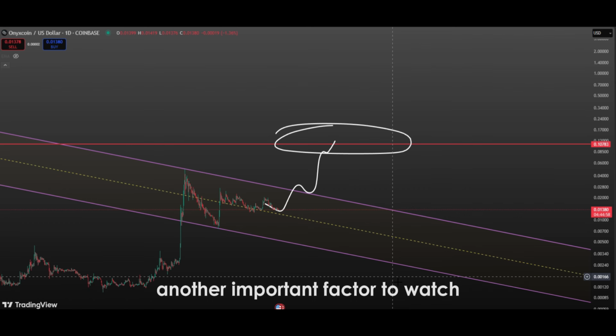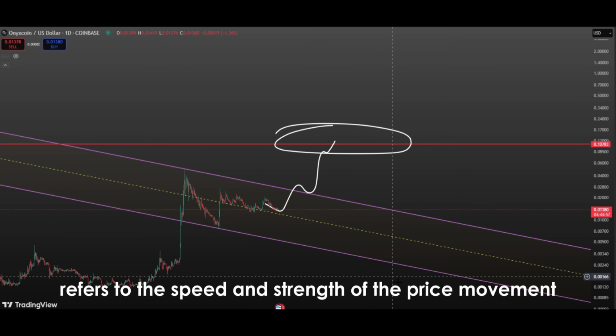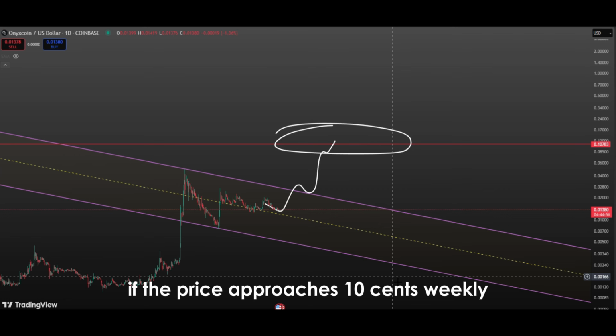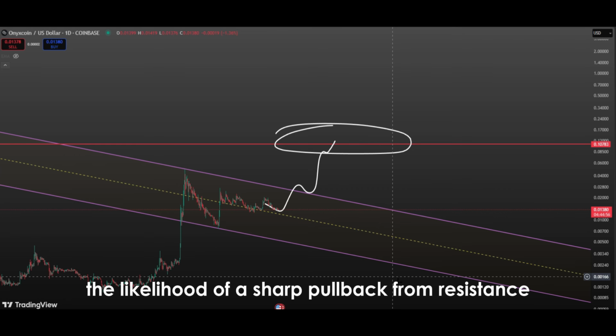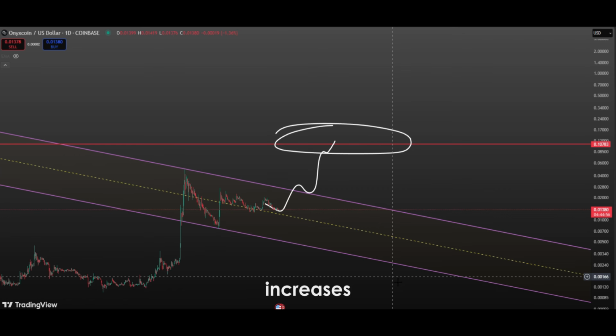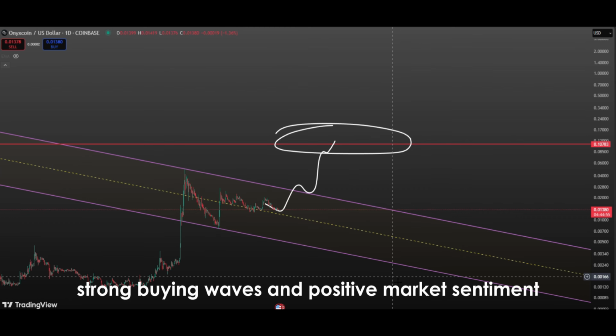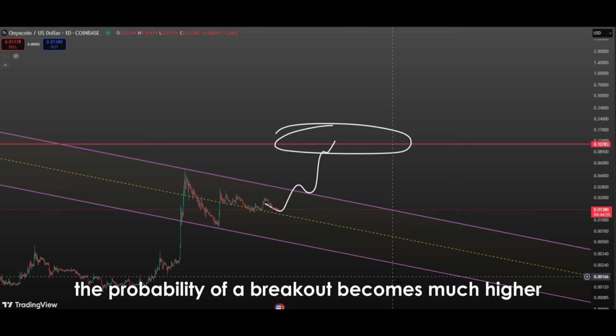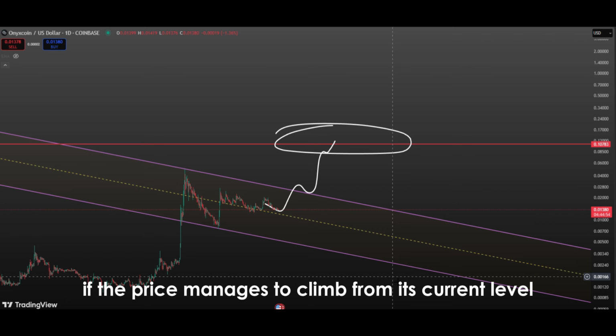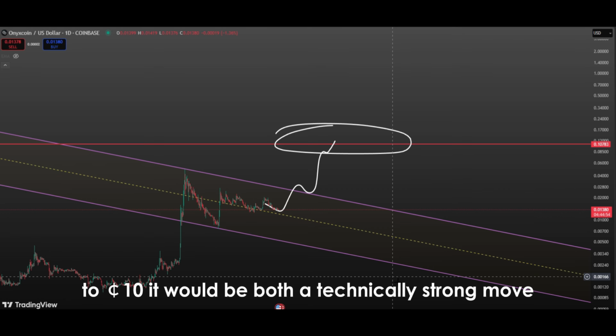Another important factor to watch is whether the price maintains its momentum as it approaches 10 cents. Momentum refers to the speed and strength of the price movement. If the price approaches 10 cents weakly and with low volume, the likelihood of a sharp pullback from resistance increases. However, if it approaches with high volume, strong buying waves, and positive market sentiment, the probability of a breakout becomes much higher.